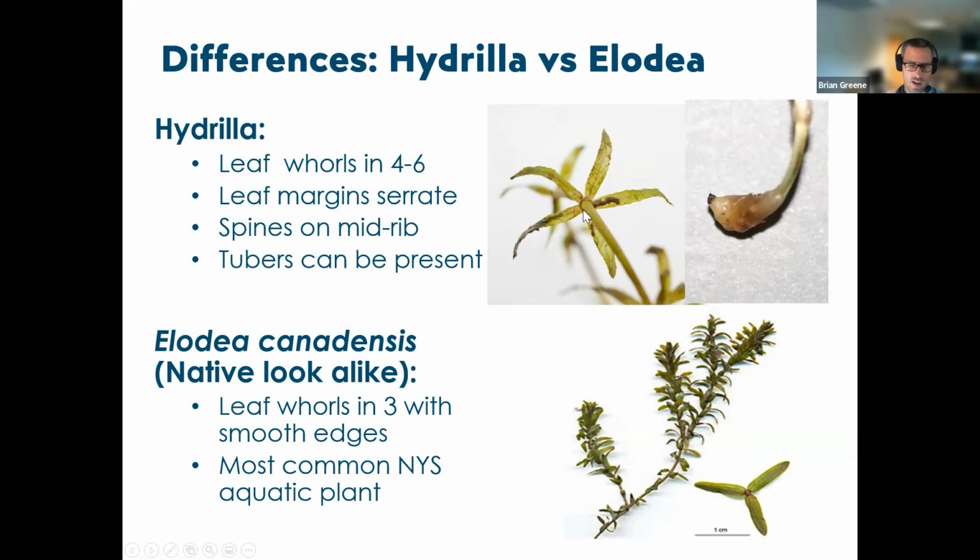There are native species that do look pretty close to it. This one is called Elodea canadensis. It has leaves in whorls of 3, and it has smooth edges. This is one of our most common plants in New York, so you'll probably see this in the ponds and lakes that you look at. If you see it, it's good to check to make sure: does this have smooth leaves? If it has smooth leaves, it's not hydrilla.